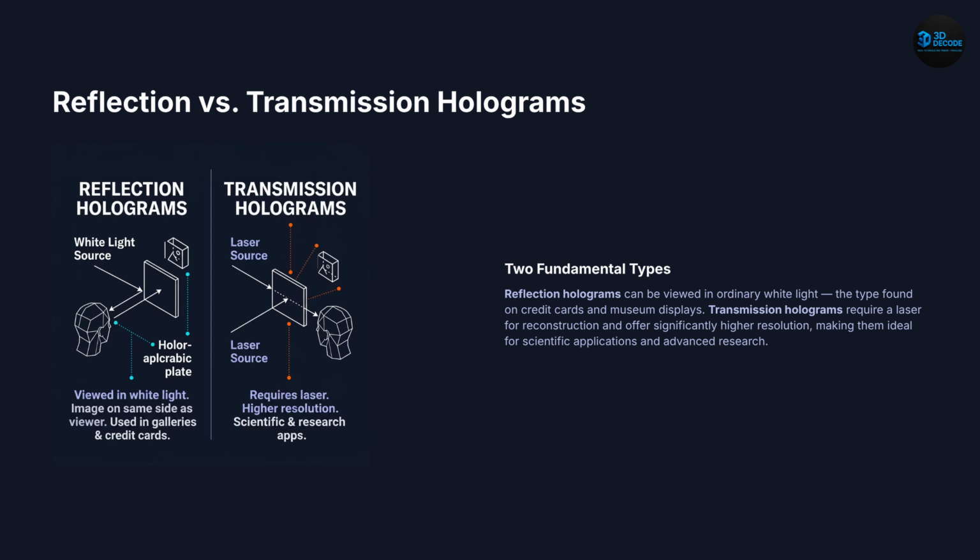Slide 9. Types of holograms. There are two main types of holograms. Reflection holograms can be viewed under normal light, like those on credit cards. Transmission holograms require laser illumination but provide much higher resolution.